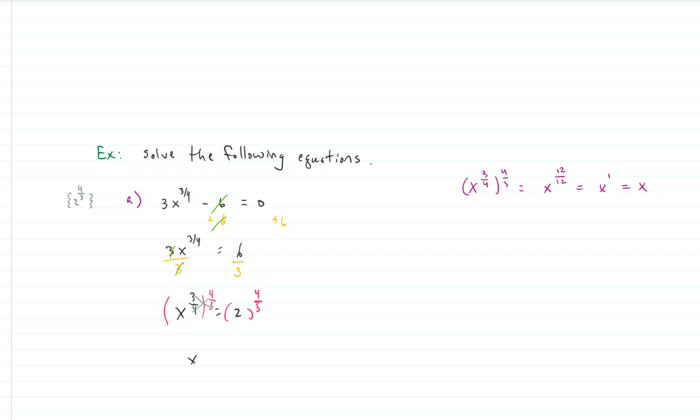So we end up getting x equals 2 to the 4/3. We could keep writing this, we could finish and say, yep, there's our answer. But we could keep simplifying this and put it back into radical form if we wanted.